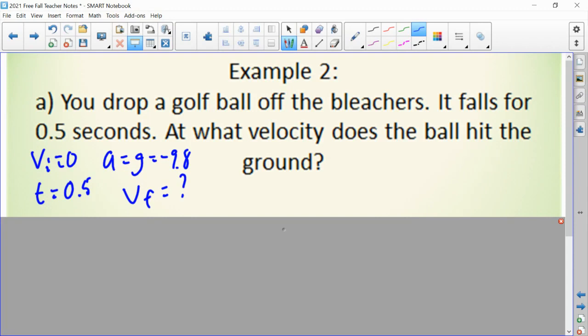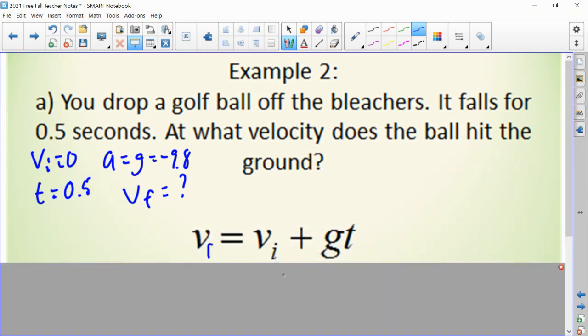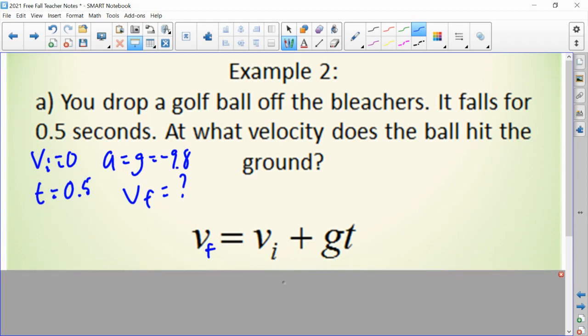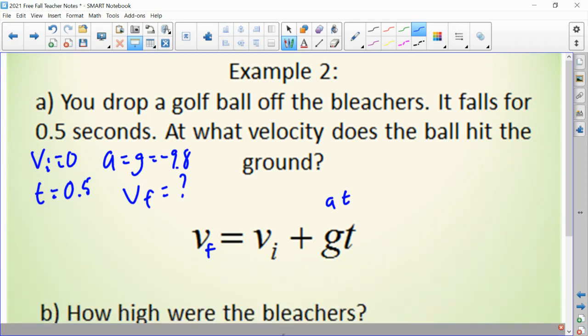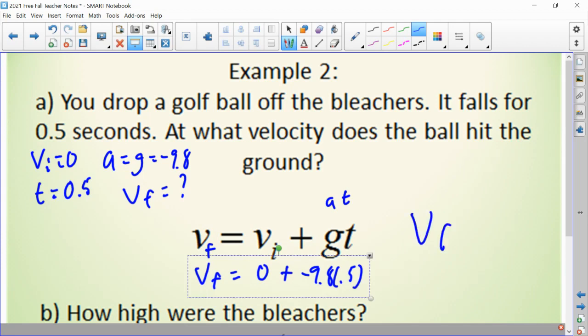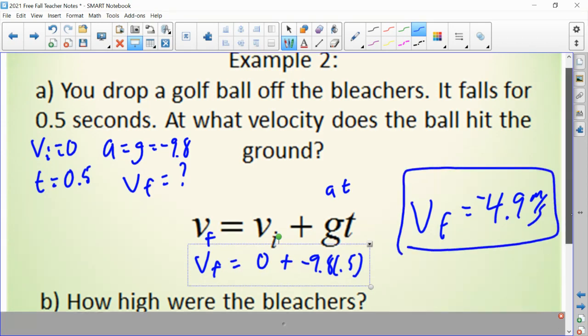If we look, this is our first equation, VF equals VI plus GT. This was AT, but now it's GT. Well, we just plug our numbers in. VF is going to equal 0 plus negative 9.8 times 0.5. So my V final is negative 4.9 meters per second, which means it's moving downwards. That's what the negative sign means.